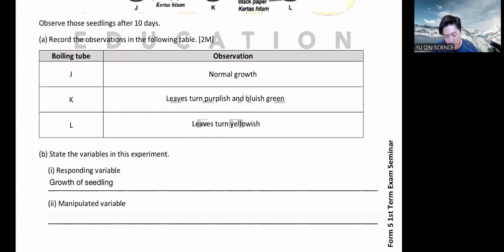Actually acceptable, because after all we are talking about how healthy they are growing. But if you're saying color of the leaf, then this answer should be green, this one should be purple color, this one should be yellowish, then it's color of the leaf. But as your answer, I think it's okay also, don't worry.